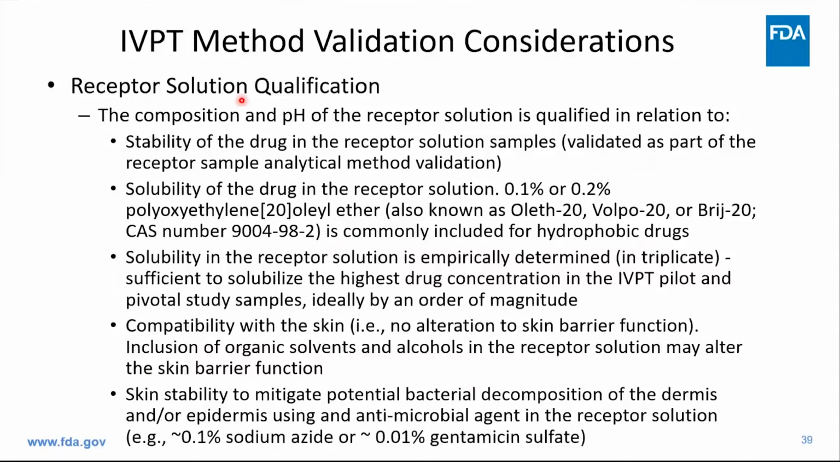The receptor solution qualification involves looking at the composition and pH of the receptor solution and looking really at the stability of the drug in the receptor solution samples. This is validated as part of that receptor sample analytical method validation. Looking also at the solubility of the drug in the receptor solution. So often 0.1% or 0.2% of polyoxyethylene 20 oleyl ether, also known as Oleth-20 or Volpo 20 or Brij 20, is commonly included because this little amount in a physiological buffer, like PBS, phosphate buffered saline, can afford tremendous solubility for hydrophobic drugs that are permeating.